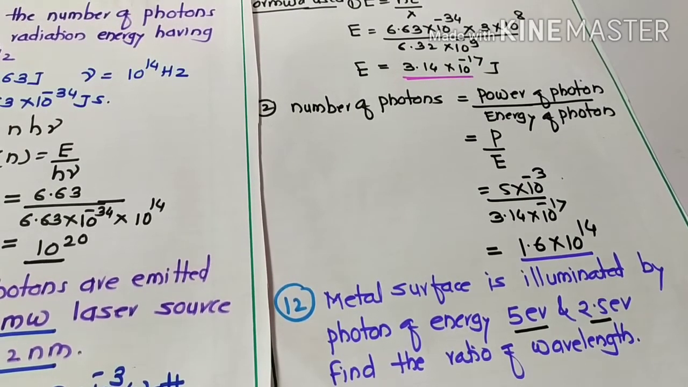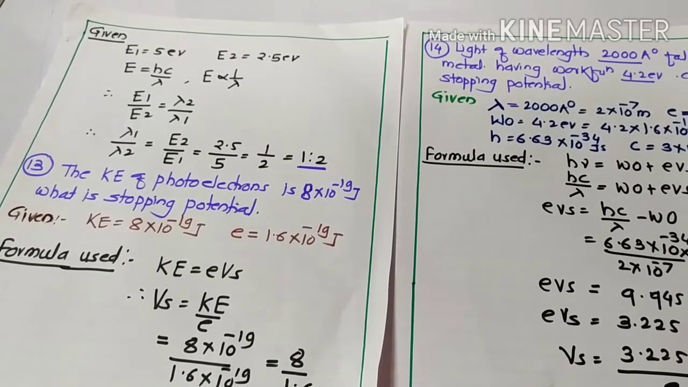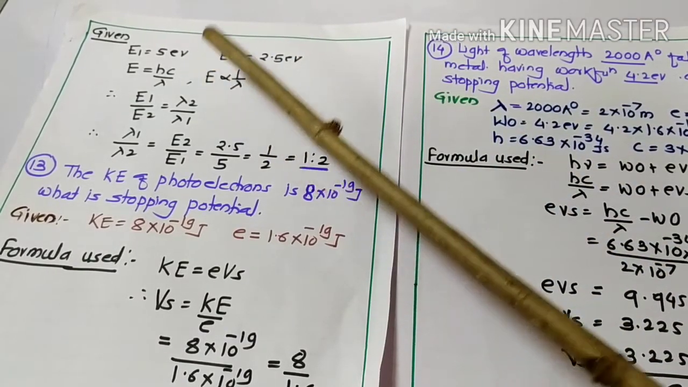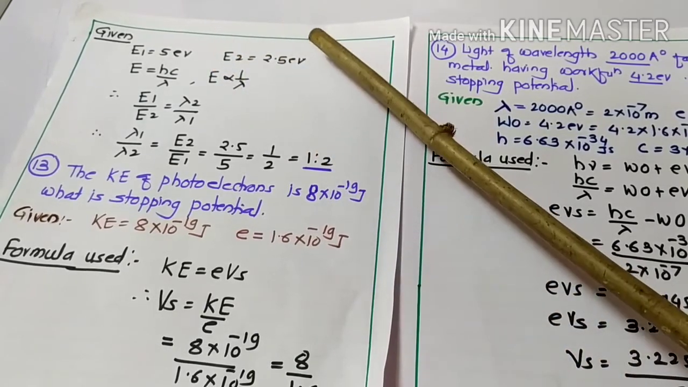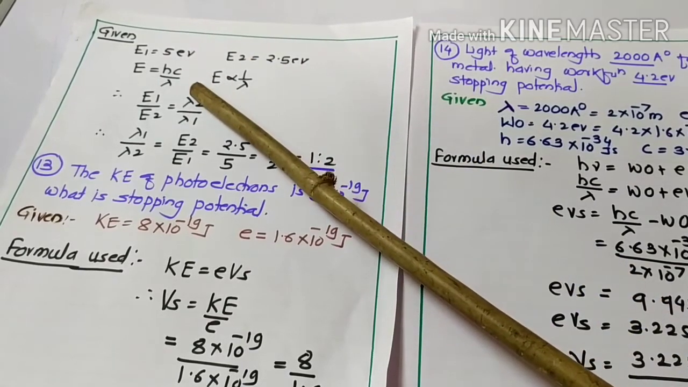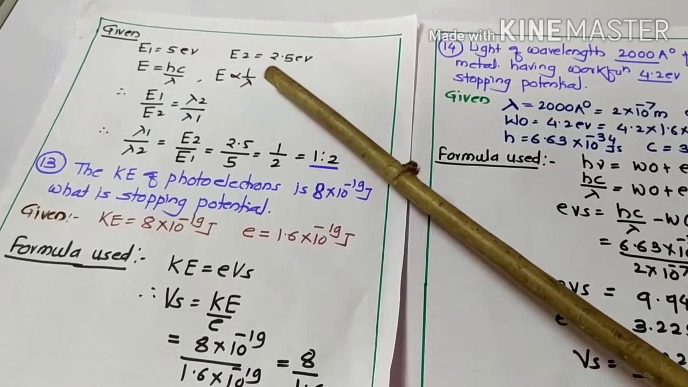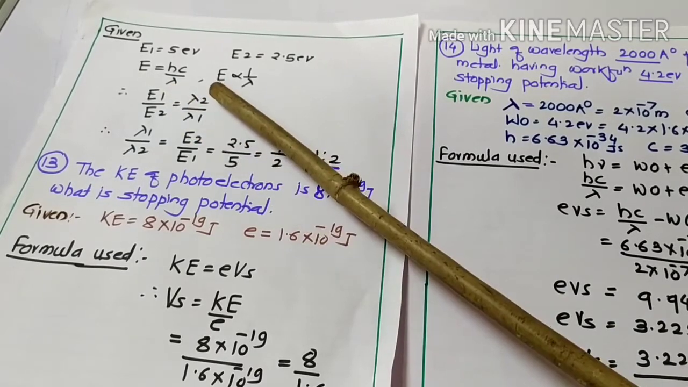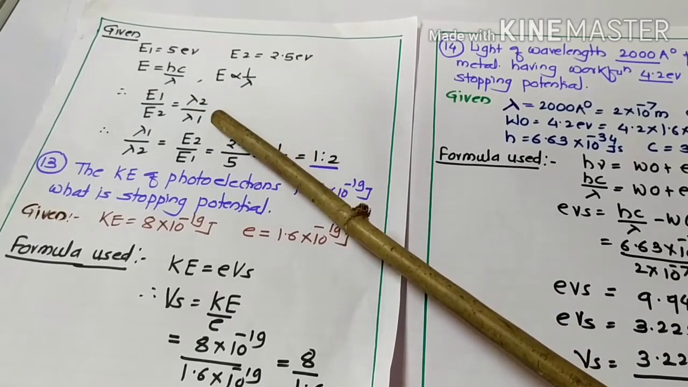So find the ratio of wavelength. In problem number 12, E1 is 5 electron volt and E2 is 2.5 electron volt. We know that E is equal to hc by lambda, that is, E is inversely proportional to wavelength. Therefore, E1 upon E2 is equal to lambda 2 upon lambda 1.